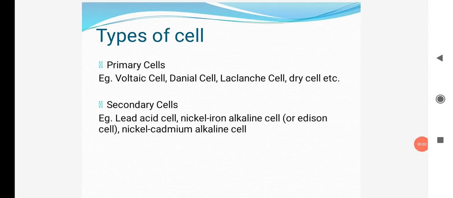Primary cells are the cells which can be used only once. You cannot use them again and again. Once it is discharged, you have to throw it. Whereas secondary cells are those cells which can be recharged again and again.